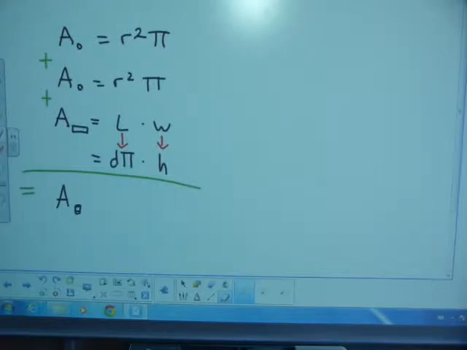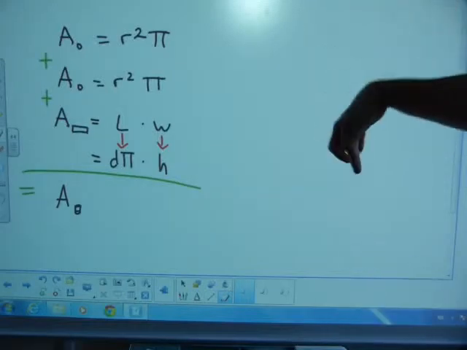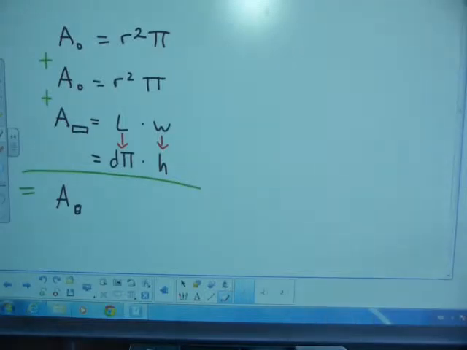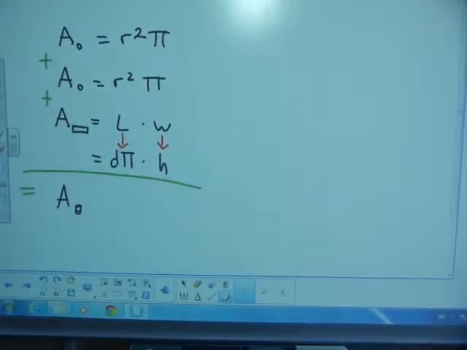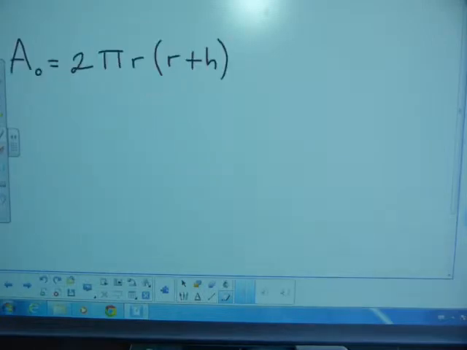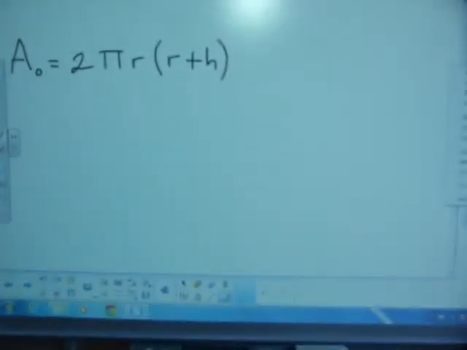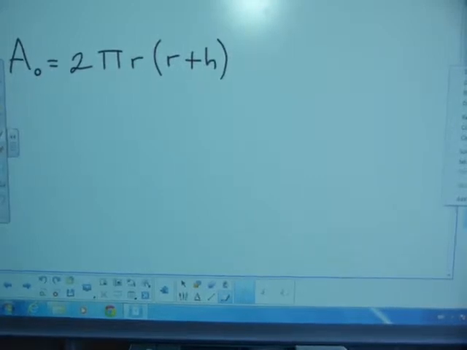I can create a formula if I just add everything together. After all the addition is done, I can factor out the common factors in the components, and I arrive at this formula. This is the formula that can help you calculate the area of the circle, and this formula works perfectly fine.